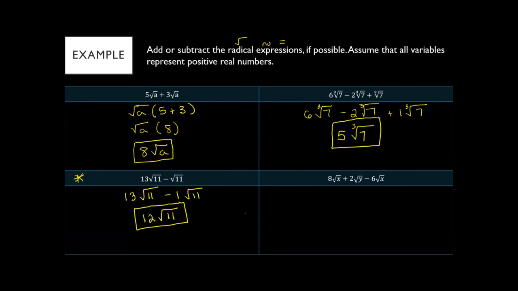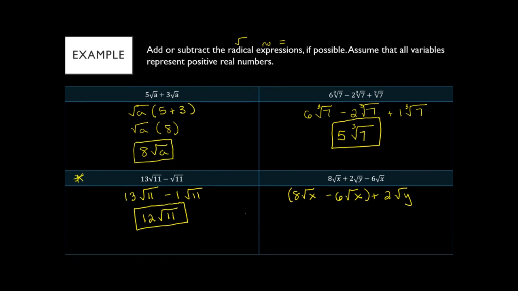Now the bottom right, I didn't want to have you guys do this one because this one we do have a part that's not a like term. So we've got this 8 square root of x plus 2 times the square root of y minus 6 times the square root of x. So the 2 square root of y is not a like term to the other parts because it's got a different letter. So we can only combine the 8 times the square root of x with the minus 6 square root of x. And then we're just going to have this 2 square root of y left over. So the only thing we can combine are the like terms where they're both the square root of x.